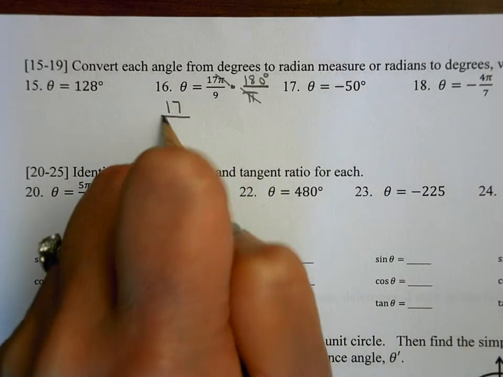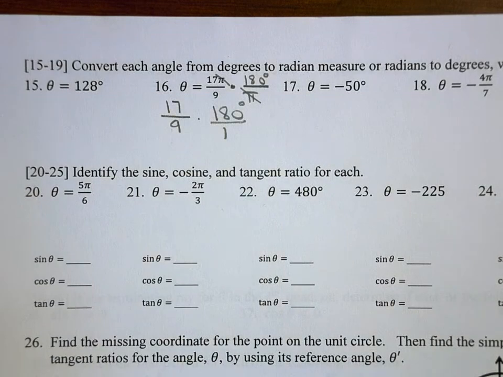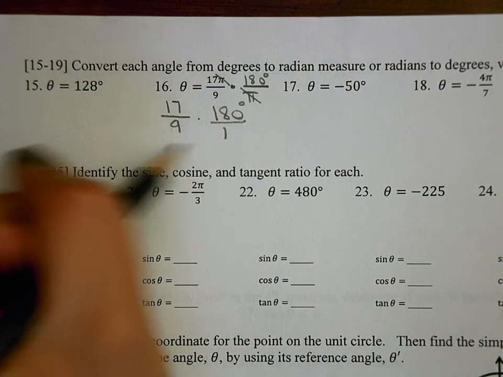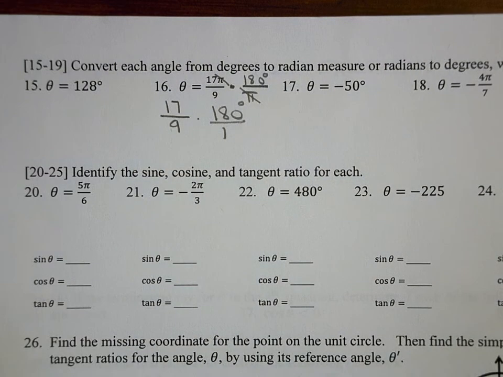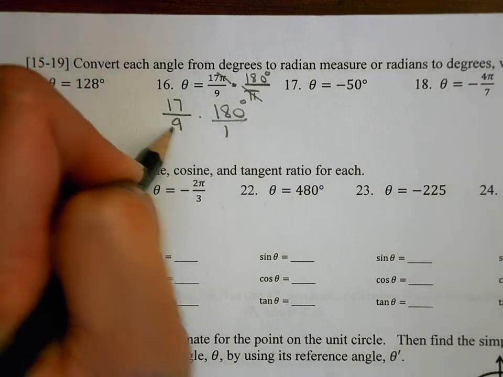So this would be 17 over 9, and then times 180 over 1. So I can multiply straight across, or I can try to reduce first, whatever is easier for you. So I'm going to try to reduce a little bit here because I don't have a calculator handy.